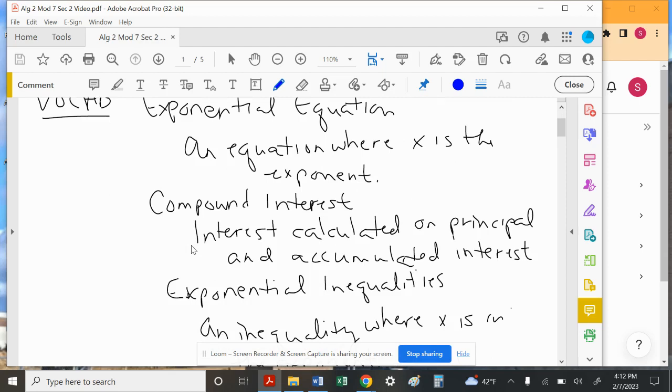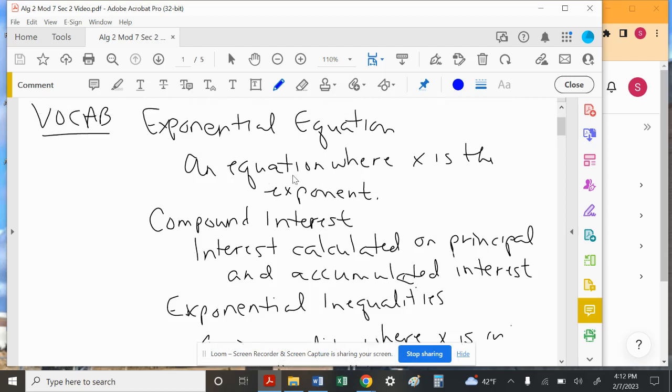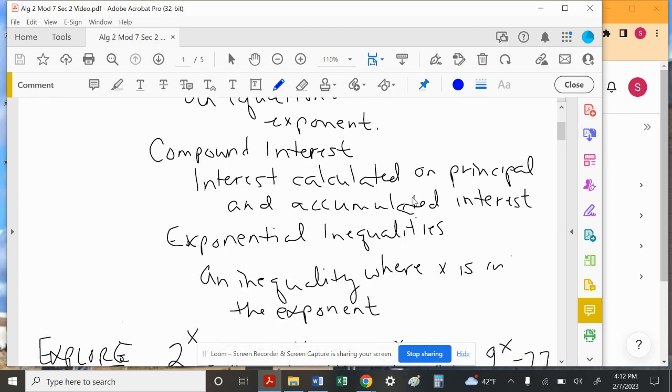Number one is, what is an exponential equation? It's an equation where x is in the exponent. Compound interest is interest that is calculated on principal, which is the amount that you put into an account, and then also on the accumulated interest. So as interest accumulates, we're going to include that as well. And then exponential inequalities. An exponential inequality just means it's an inequality where x is in the exponent, just like with the exponential equations.